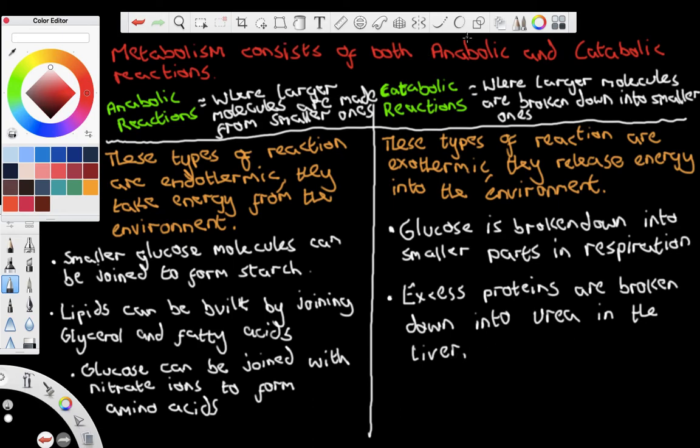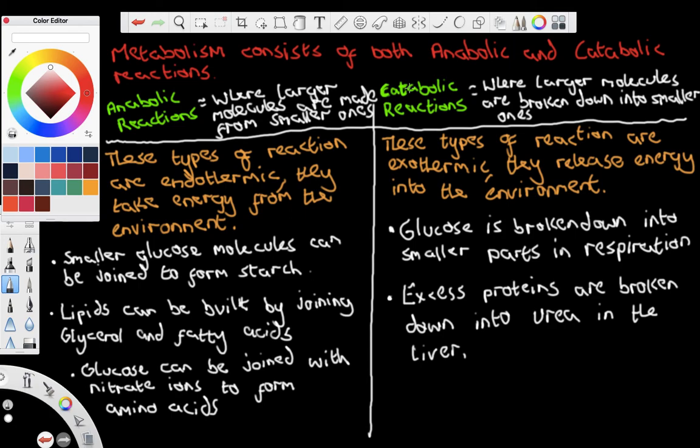So metabolism consists of both anabolic and catabolic reactions. Anabolic is where larger molecules are made from smaller ones. These are endothermic. They take energy from the environment. So you can turn glucose molecules into starch, provided energy is given. You can make lipids by adding glycerol and fatty acids together, provided you provide energy. Glucose can be joined with nitrate ions to form amino acids, which are the building blocks for proteins, provided you give the nitrate ions and glucose energy to do so.